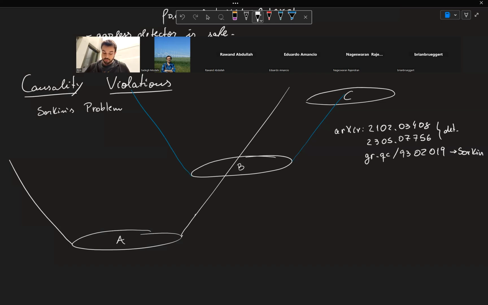Then we have, for a modern formulation of this, this paper here. Modern formulation in quantum field theory. There's a problem in QFT, not necessarily with detectors. So this is a more modern formulation. And then finally, there's this last paper here, which shows that even just with QFT, this happens.